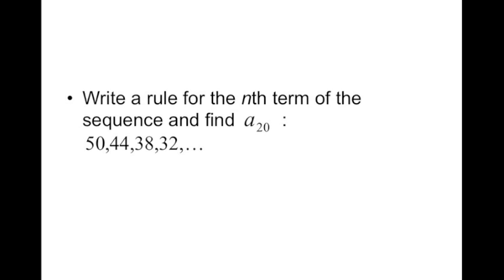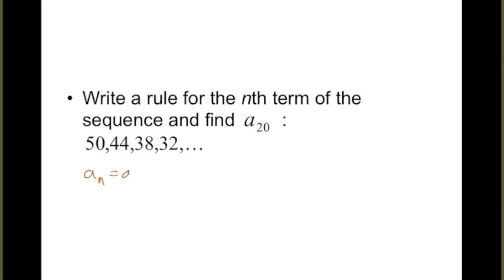So this asks us to write a rule and then to find the 20th term. That a sub 20 means the 20th term. So our rule is going to come from that formula. A sub n equals a sub 1 plus n minus 1 times d. A sub n is a variable. We don't want to do anything with that. A sub 1 is not a variable. A sub 1 means first number in the pattern, which is 50. N is a variable. We don't want to do anything with that. D is not a variable. D is the common difference, which is what we are adding each time as we move through this.